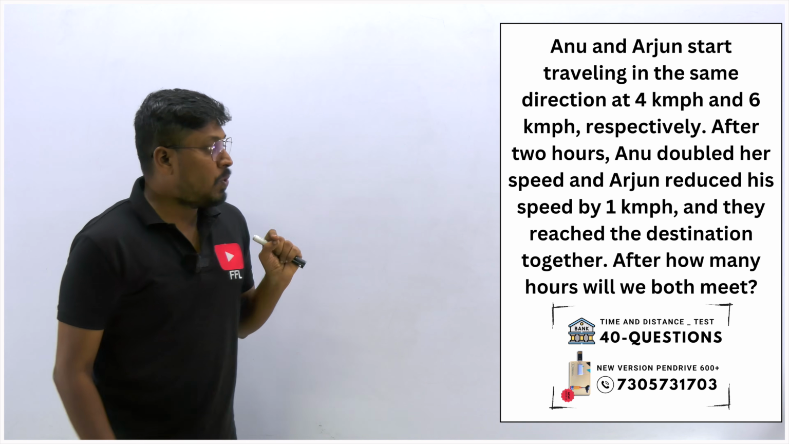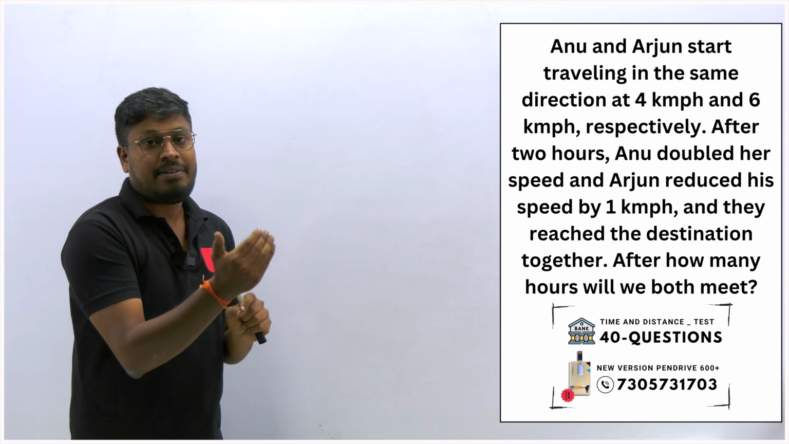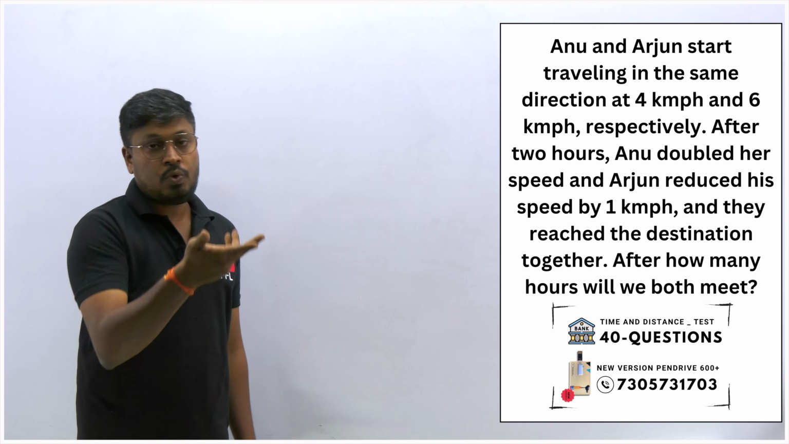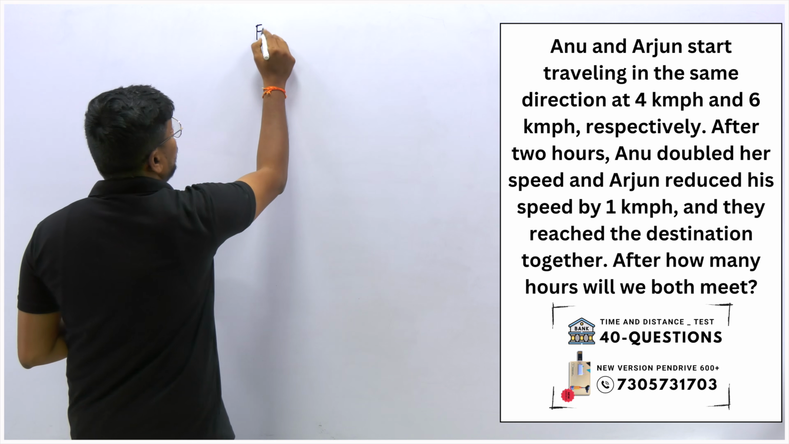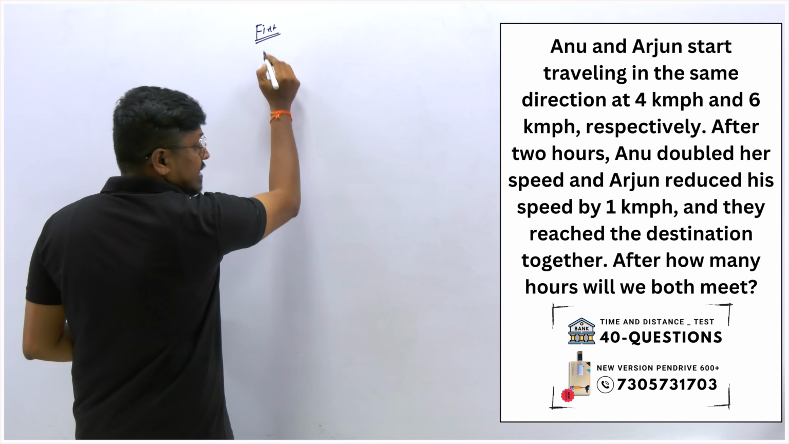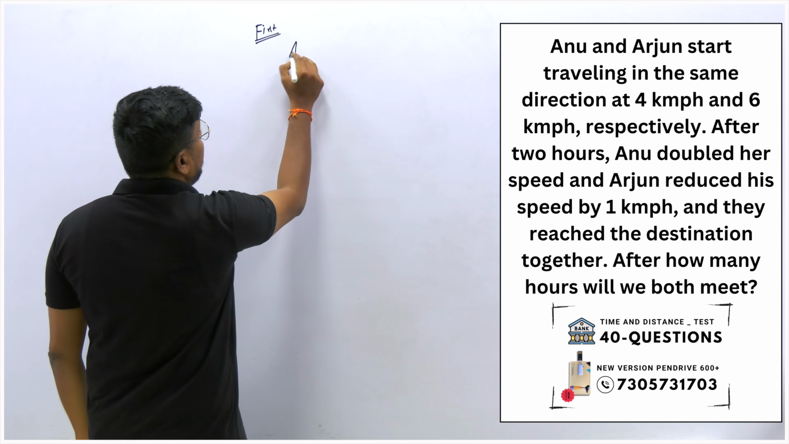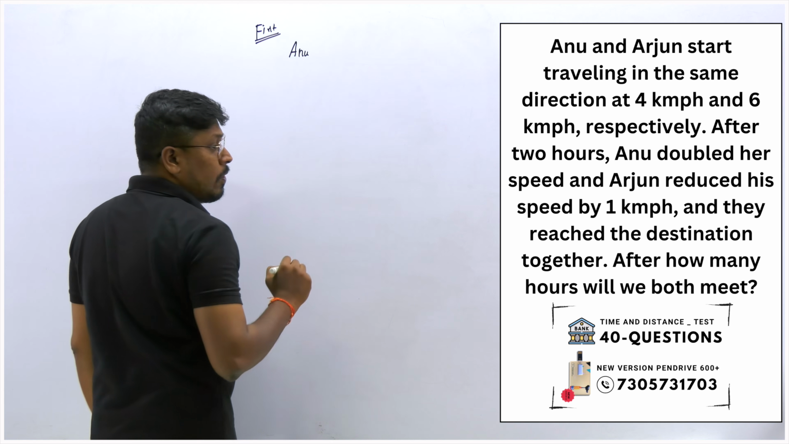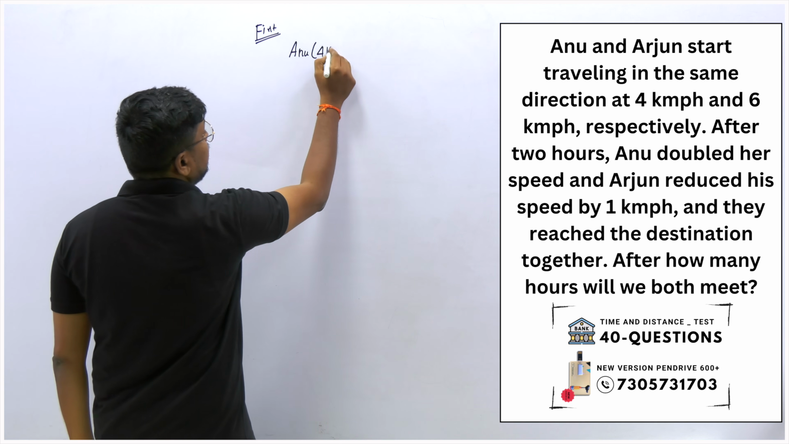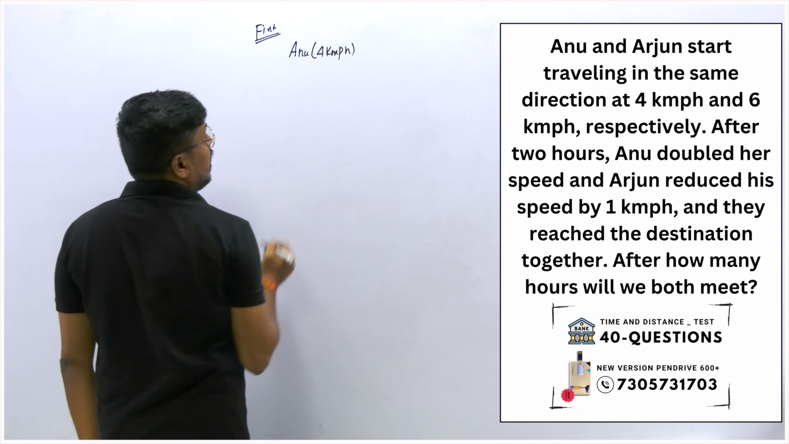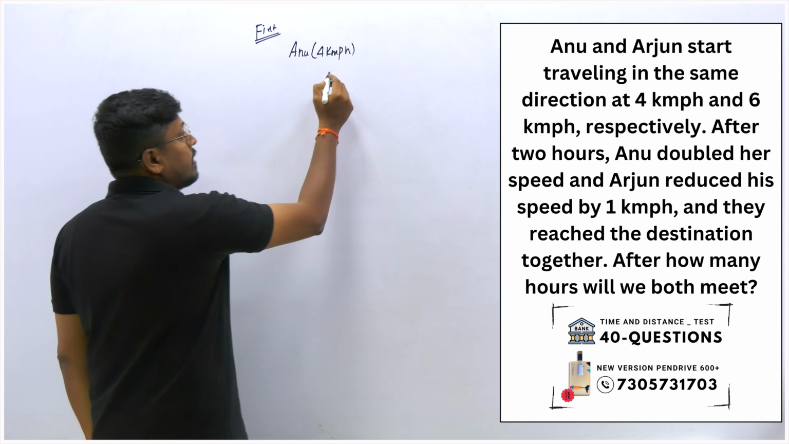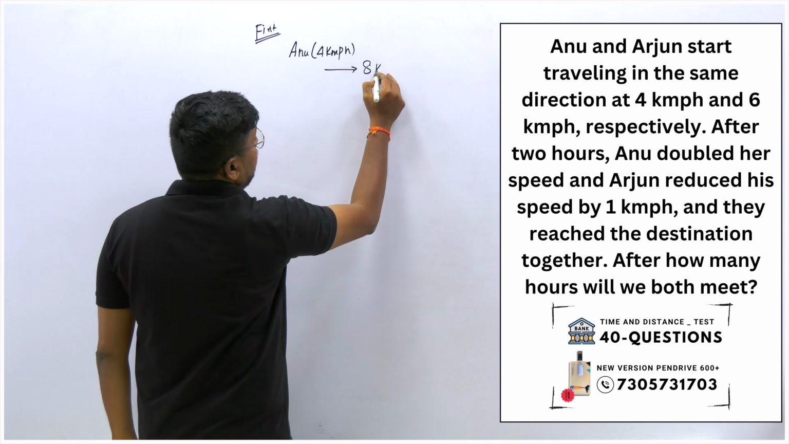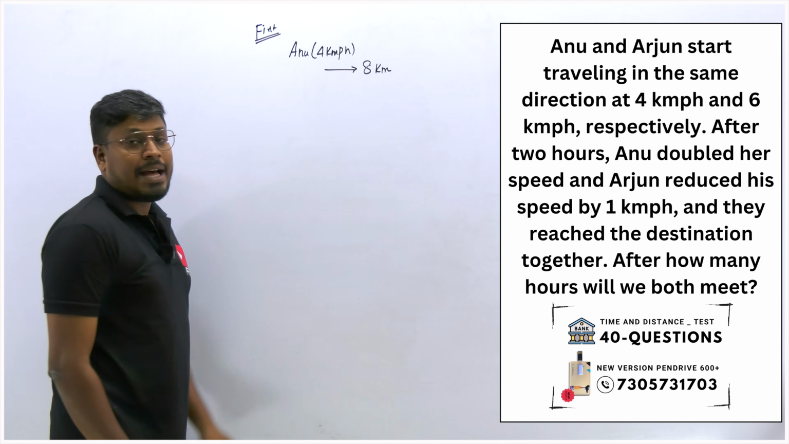So first, Anu and Arjun started traveling at different speeds, as given. After 2 hours they change the speed. So for the first 2 hours, the person named Anu, okay, Anu's speed is how much? 4 km per hour. This is the speed of Anu. And according to the question, he initially traveled for 2 hours. That means 8 km will be the total distance that he traveled in 2 hours.